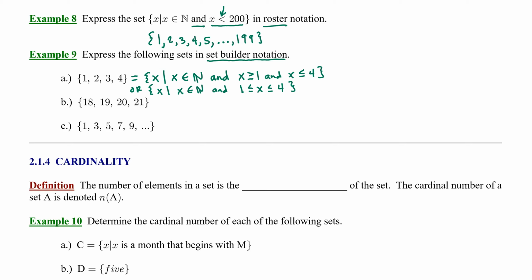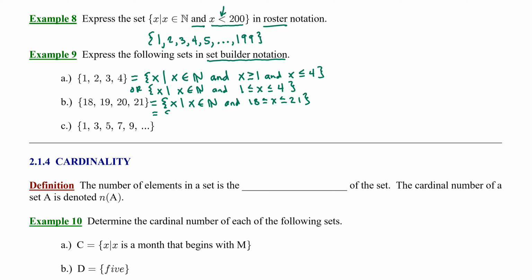Example B, the set containing 18, 19, 20, and 21. In set builder notation, we could say this is the set of all x such that, notice we are still dealing with counting numbers, so we need to write x as an element of the natural numbers, and we can trap those values between and including 18 and 21.